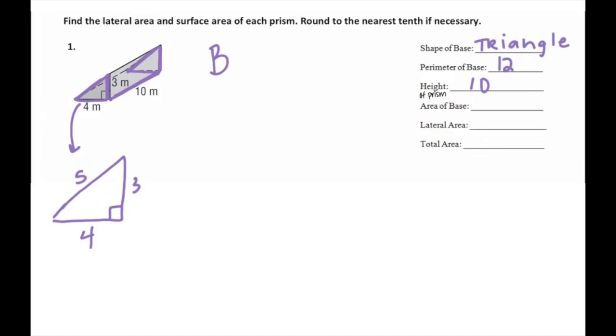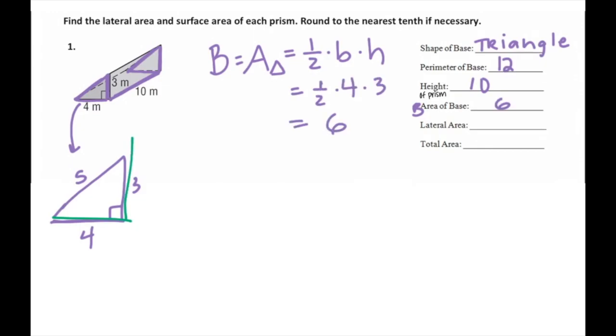Okay, so it needs us to find the area of the base. I'm going to use big B for area of the base. So the area of the base is a triangle. We have to remember what our area for a triangle formula is, and it is 1/2 base times height. So our base here is 4, and our height here is 3. So that gives me an area of the base, big B, of 6.